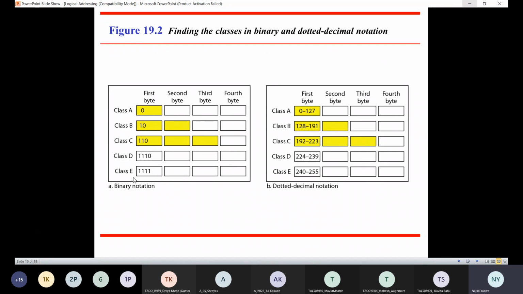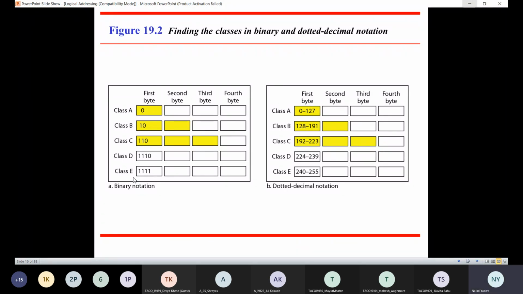for class A, my first byte is 0 to 127. Class B is 128 to 191. Class C, my range is 192 to 223. So what does this range say? What will be the first byte of this class IP address?